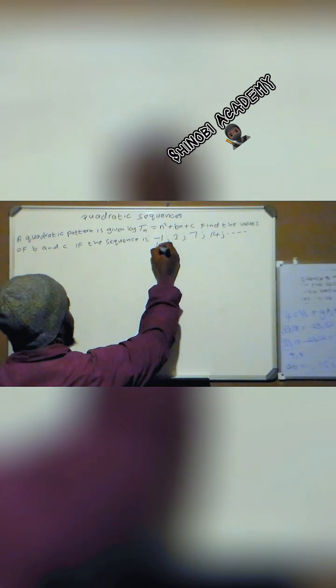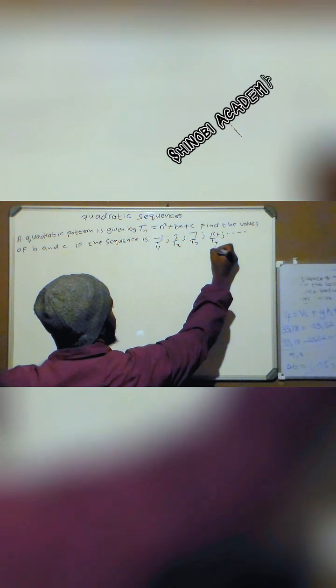A quadratic pattern is given by Tn equals n squared plus bn plus c. Find the values of b and c if the sequence is -1, 2, 7, and 14. So the sequence continues, right? So we know that this is our T1, T2, T3, T4. And we are told that this is a quadratic sequence, right? So we are expecting to find the second difference as a constant.